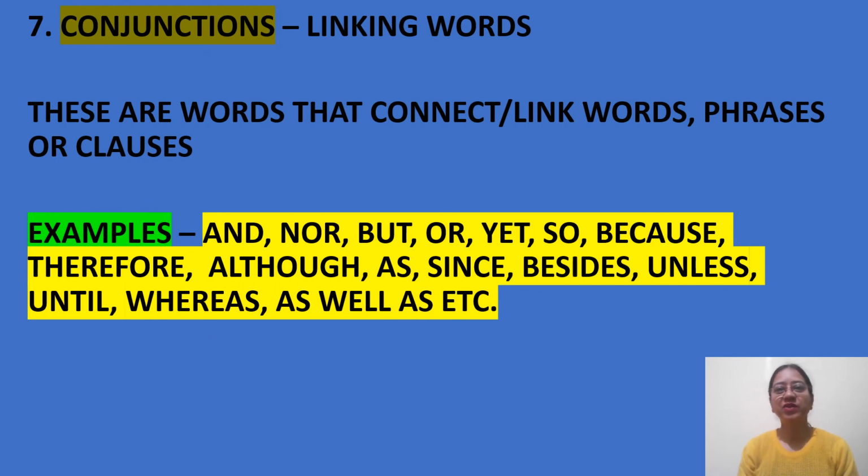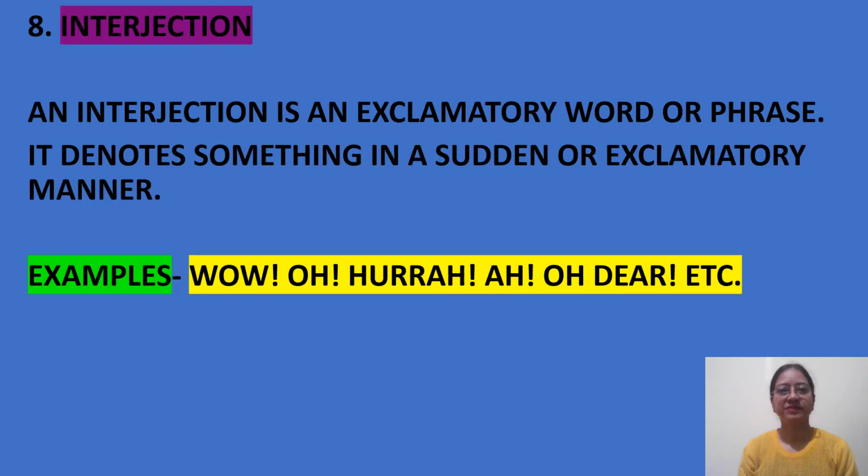Seventh part of speech, conjunctions. Conjunctions or linking words are words that connect or link words, phrases or clauses. Some of the examples of conjunctions are and, nor, but, or, yet, so, because, therefore, although, as, since, besides, unless, until, whereas, as well as, etc.